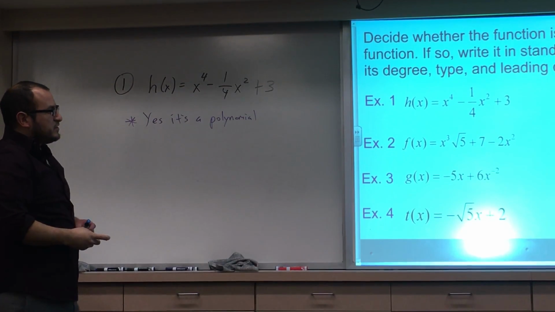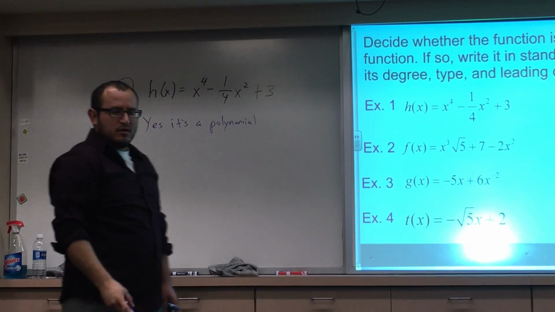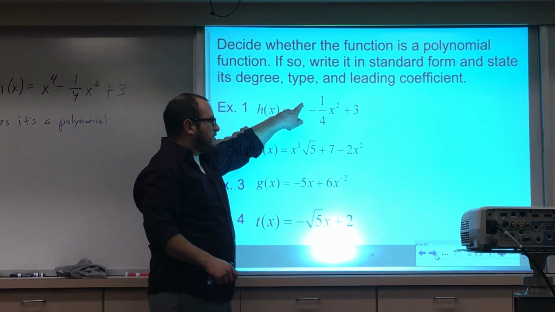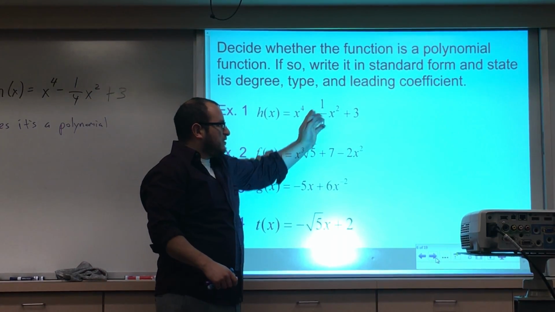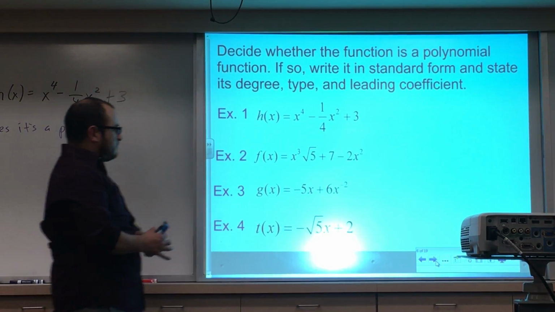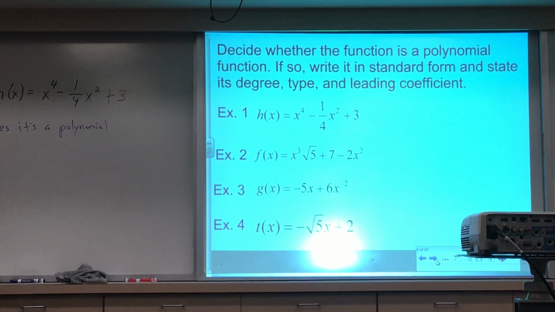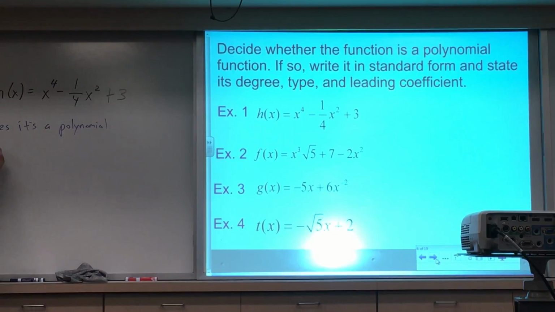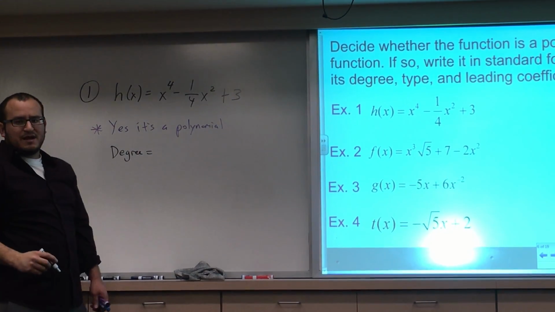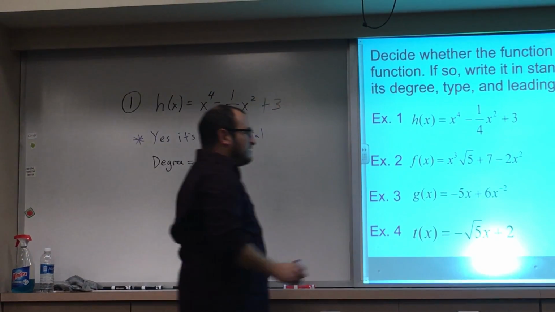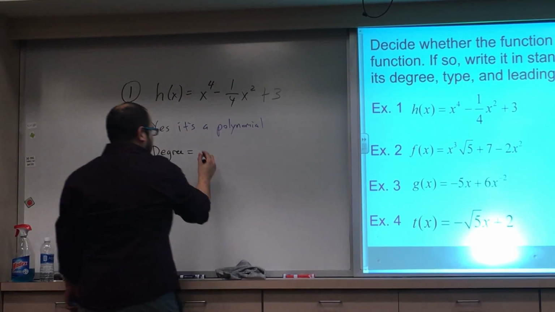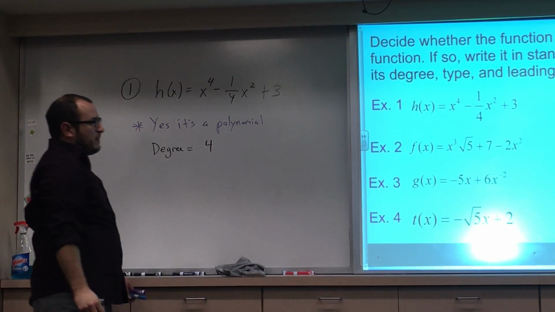Second question, if so, write it in standard form. Well, if you look at this, this is actually in standard form. The highest power is 4, then comes 3, which is not there, then comes 2, there is no 1, and then the constant is power 0. State its degree. Remember, degree is the highest power. I see a 2 here, but that's not the highest number. The highest number is 4. So degree is 4.